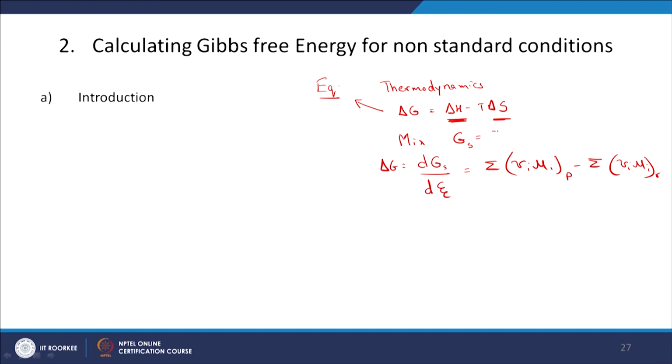But this is the take home message now. The Gibbs energy of the system again is the summation of n i mu i, where n i is the number of moles, mu i is the chemical potential, and nu i is the stoichiometric coefficient. So here we are now going to talk about the calculation of the change in Gibbs free energy for non-standard conditions, right? In the previous classes we talked about how to calculate it at standard conditions of temperature, pressure and activity of the compound.